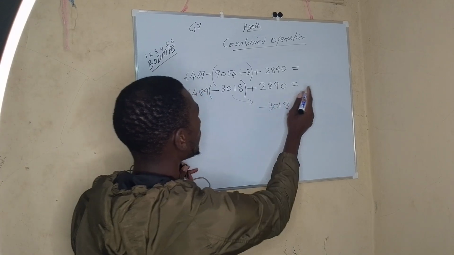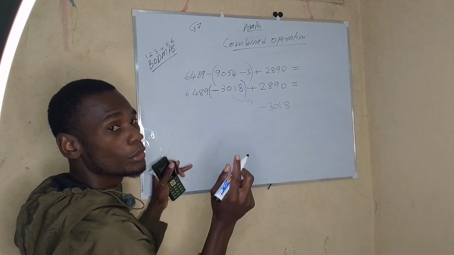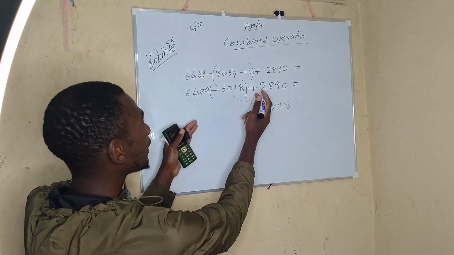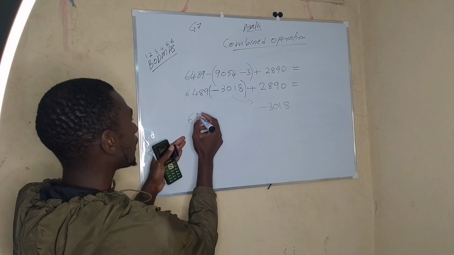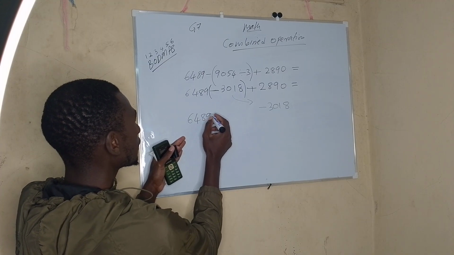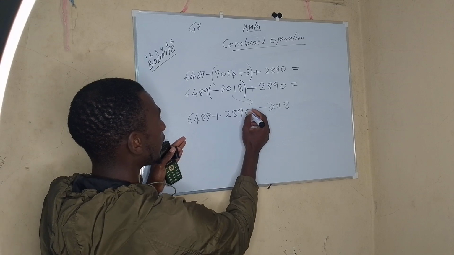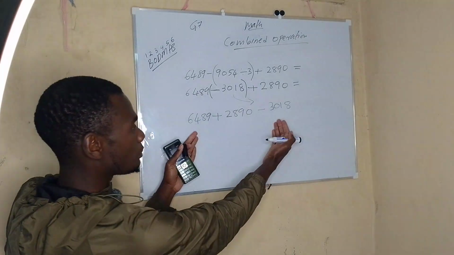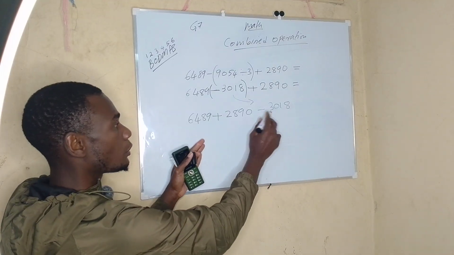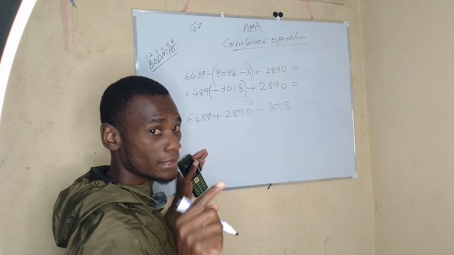3,018. Once you have that, this one and this one, you will realize that these two are going to be, you are going to remain with this plus 2,890 and this. So you will have 6,000 plus 2,890. This is where the problem always comes. So look at how it has been arranged. Now this one is the last thing, because that is what is supposed to be done last, subtraction.